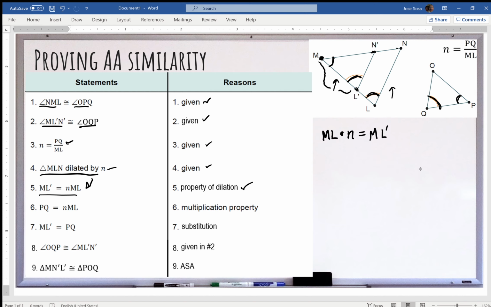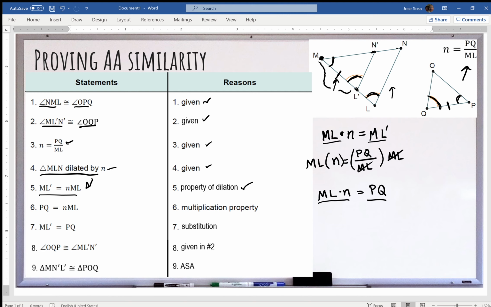Furthermore, if we take our dilation factor, we know it to be N, which is equal to the length of PQ divided by the length of ML. If I multiply both sides of my equation by the denominator here, on this side it cancels out on the right hand side, and on the left hand side I have ML times N equals the length of PQ. Now, notice that the length of PQ is the length of ML times N, but that also happens to be the length of ML prime.